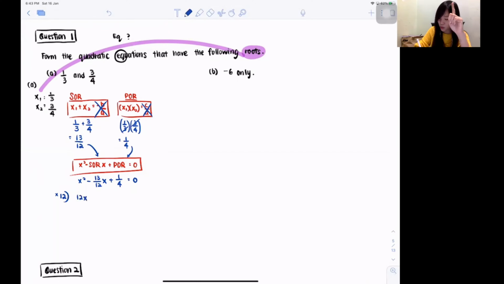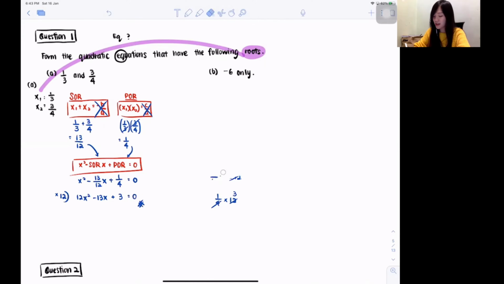x squared times 12, 12x squared. I think this one is quite easy. Negative 13 over 12x. If I times 12, the 12 and 12 cancel. I will be left with negative 13x. So 1 over 4, if I times 12, for this one you can press the calculator, or if you want to cancel also can, it's a 3. Then do I need to times 12 for my 0? Obviously, yes. 0 times 12 is still 0.